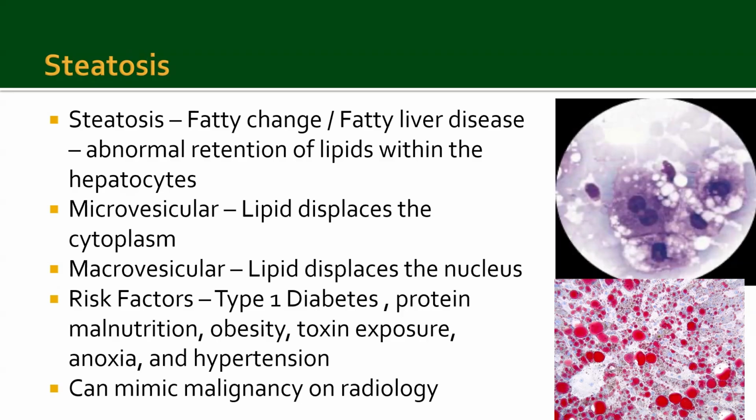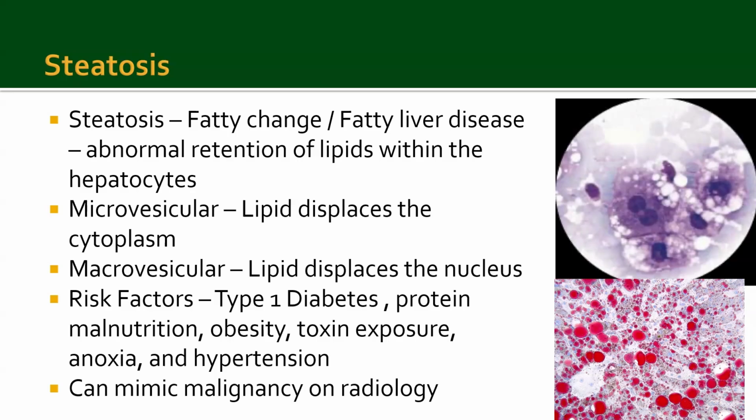So for the visual listeners, on the right side, you have two images. The top is a Diff-Quik, and that would be a microvesicular steatosis because the lipids, which are the white circles, can be seen, and they're not displacing the nucleus. It's mostly displacing the cytoplasm. Risk factors for this include type 1 diabetes, protein malnutrition, obesity, various toxin exposures, anoxia, and hypertension. They can mimic malignancy on radiology, which is why this might get sampled.